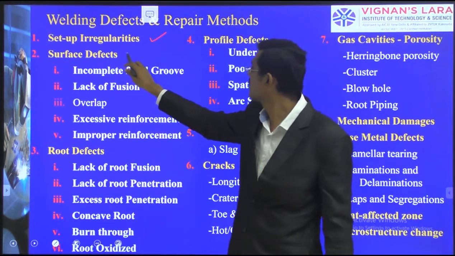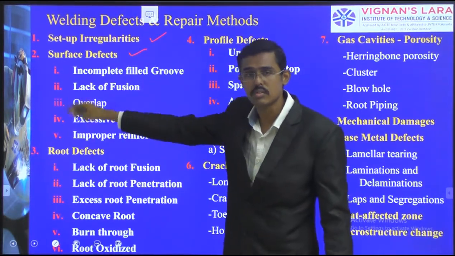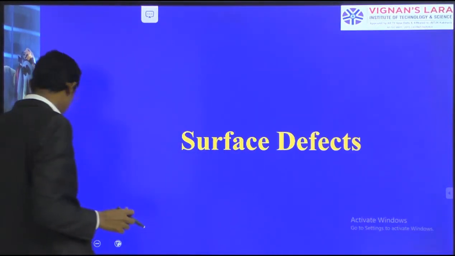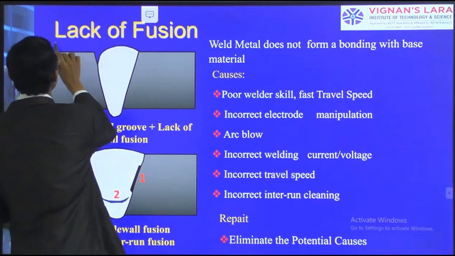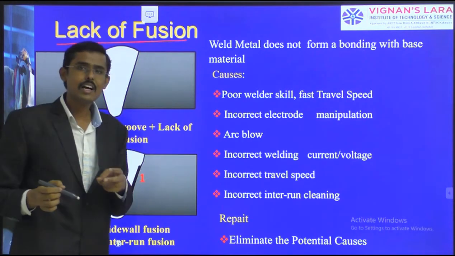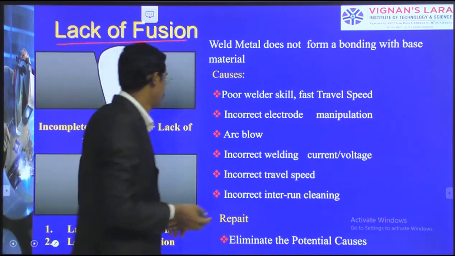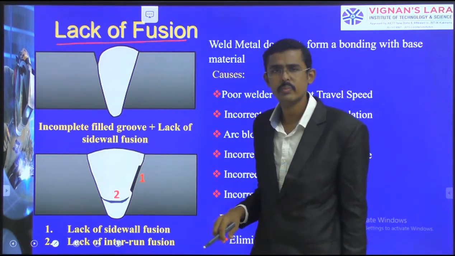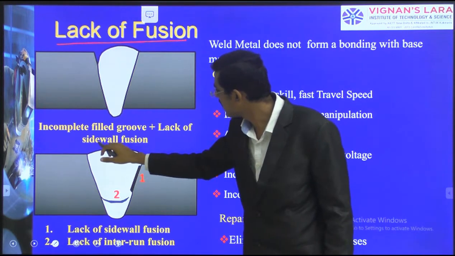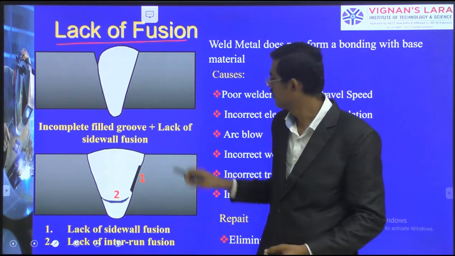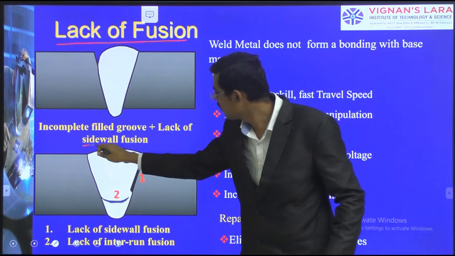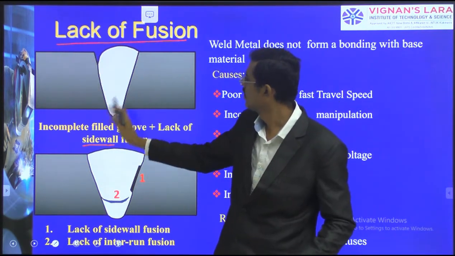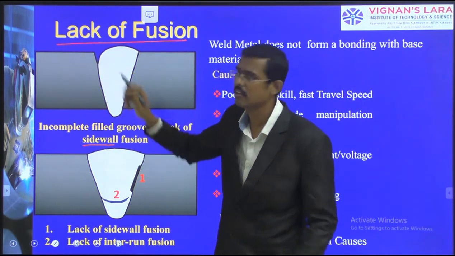Now I am coming to the surface defects. Here these 5 we have to see. One by one we will see. Now the surface defects. Number 1, lack of fusion. Lack of fusion means, you see, in these images, incomplete filled groove plus lack of side wall fusion. The name says everything. Lack of side wall fusion. Where is the side wall? This is one side wall. This is one side wall. An incomplete fill. Here it is not filled.